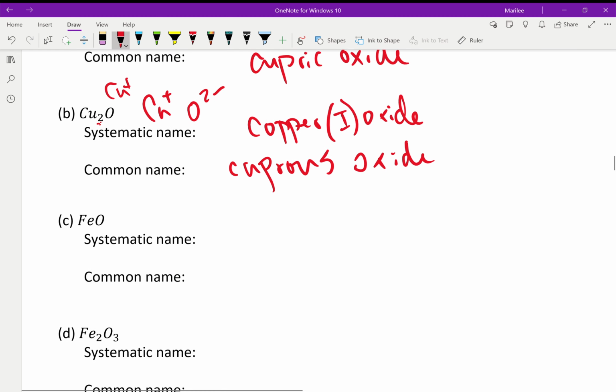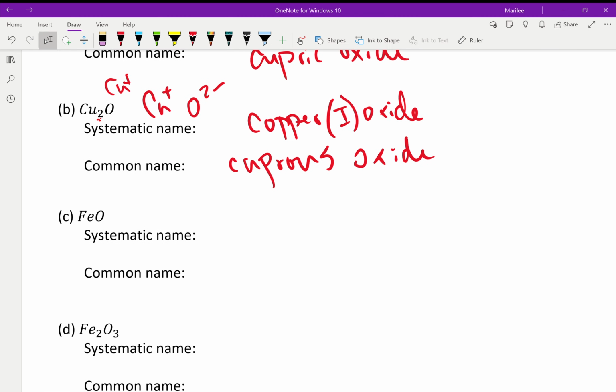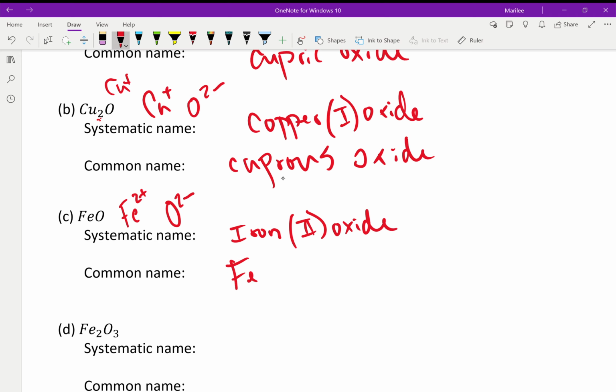Another example here we have is iron and oxygen, right? Same as the copper, we have oxygen as 2 minus, so therefore Fe has to be 2 plus. And this systematic name is iron 2 oxide, and the common name is ferrous oxide.